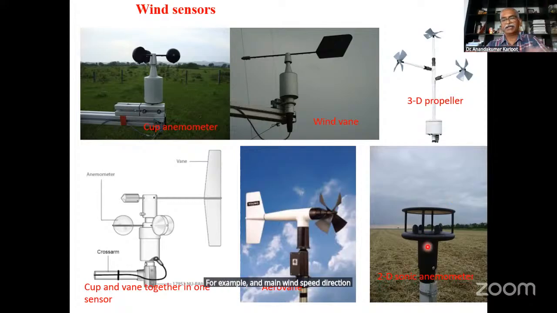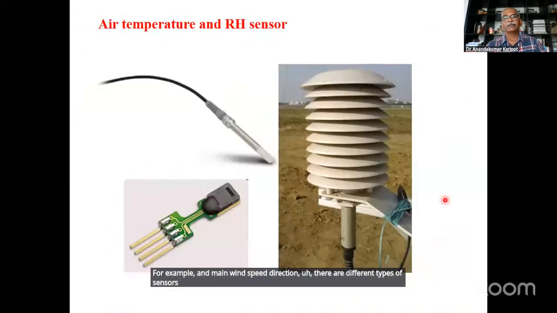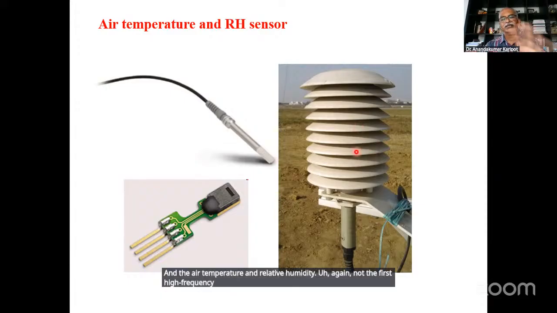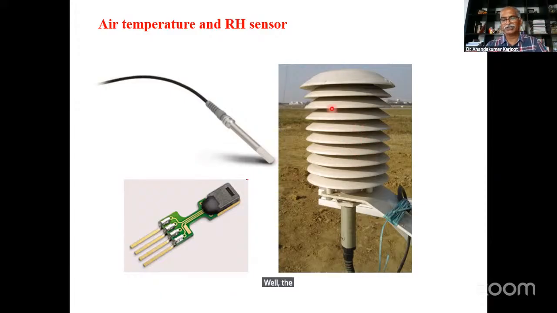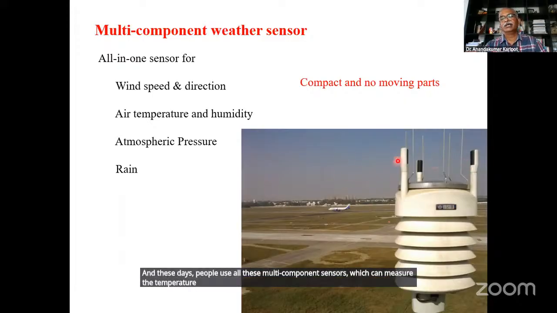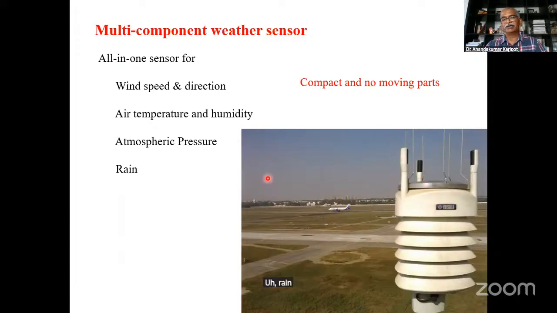There are different types of sensors I have shown here, for air temperature and relative humidity. Again, not the fast high frequency sensors, but for the mean measurements of temperature and relative humidity at different heights. These days people use multi-component sensors which can measure the temperature, humidity, rainfall, wind speed, direction, everything all in one.